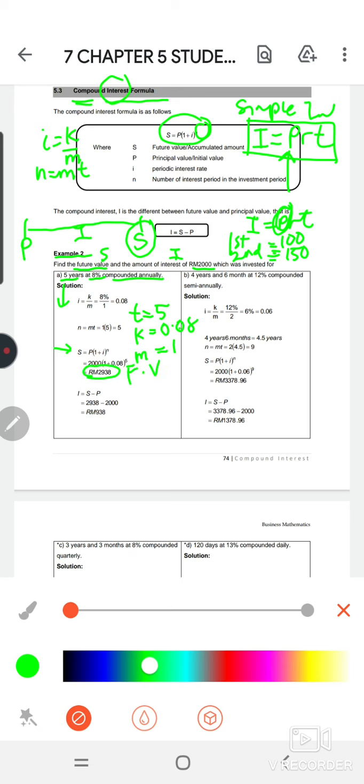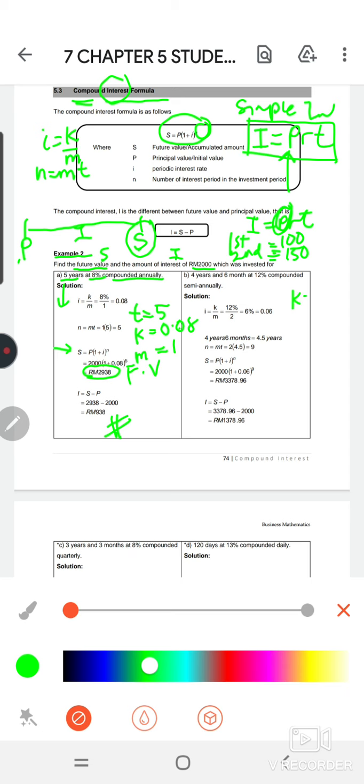And then next is the interest. The formula for interest is S minus P. So your S is 2938 minus P 2000. So you get RM938. This is the interest. It means that for compound interest you must find S first, then get I. Okay, part B: 4 years and 6 months at 12% compounded semi-annually.